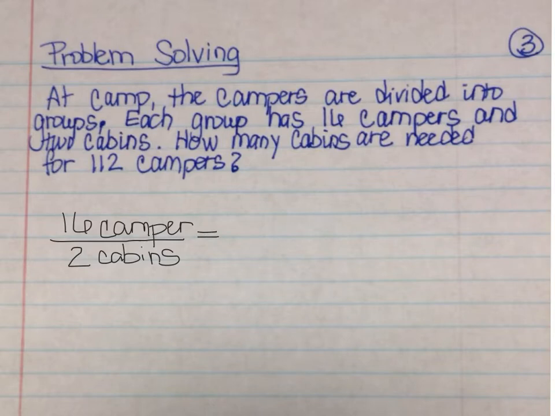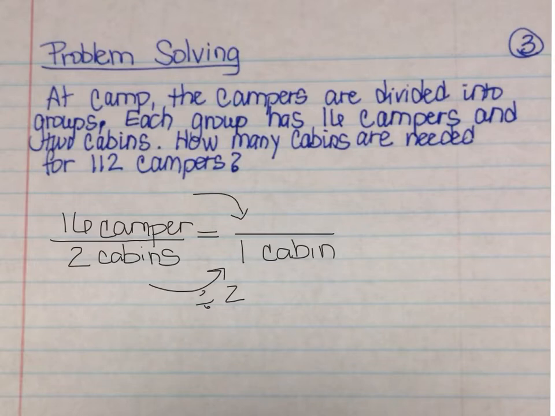So we need to figure out how many is in each cabin. So 1 cabin. In order to get 1 cabin, we divided by 2. So that's what we'll do here. This is easy peasy. Divided by 2, 16 divided by 2 is 8 campers. So now we have 8 campers in one cabin, but that's not what we need.